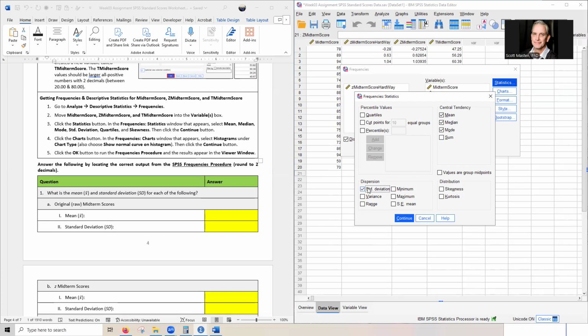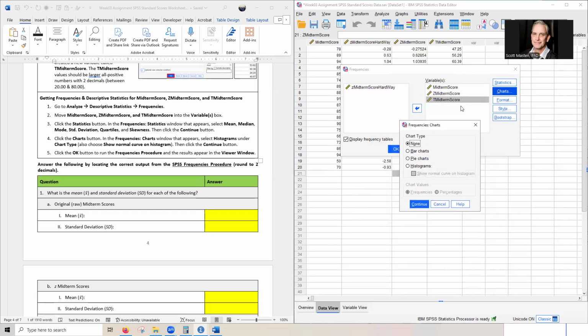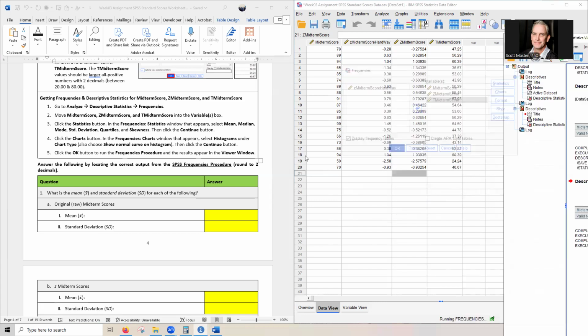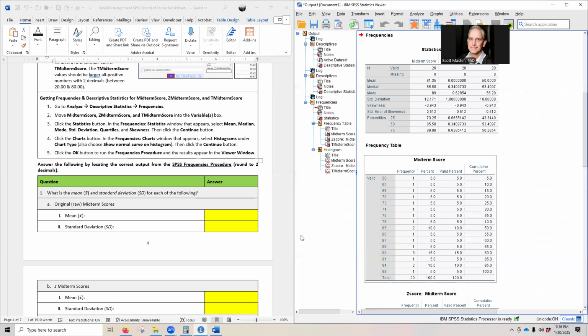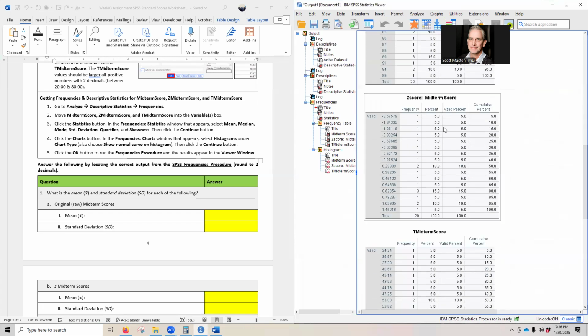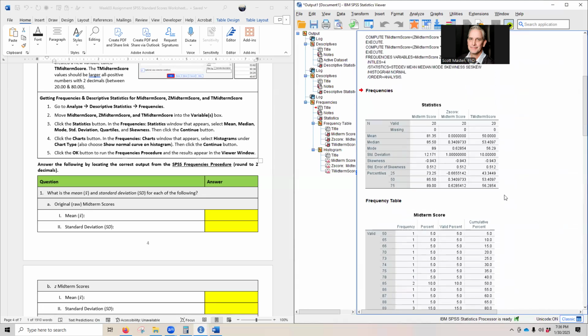So you might see a little pattern here. Standard deviation, quartiles, skewness. All right. Under charts, get a histogram. I'm going to get the normal curve on it. And finally, we're going to click OK to run this. All right. Let me get my output back on the screen. And we have a table of statistics for each of the three variables. And then we have a frequency distribution for each of the three variables. Then we got plots, or histograms, for each of the three variables.